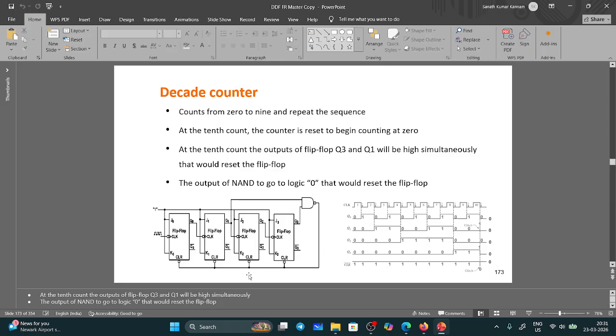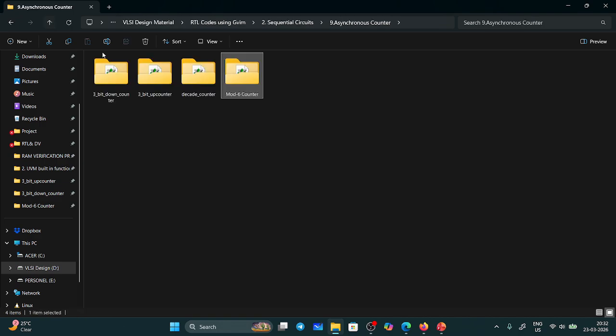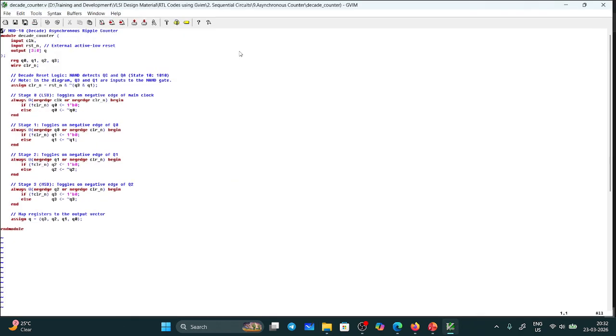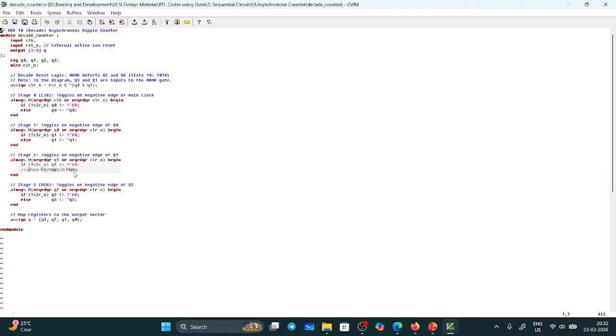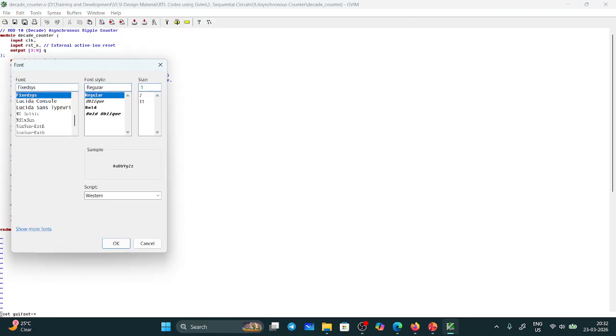Decade counter. 4 flip-flops are required. Q2, Q1 and Q3 are connected with a NAND gate, NAND operation. Okay, this we have already seen. So I also wrote the decade counter. Whatever we discussed in digital, I'm writing as RTL codes, Verilog codes. So here you see the decade counter.